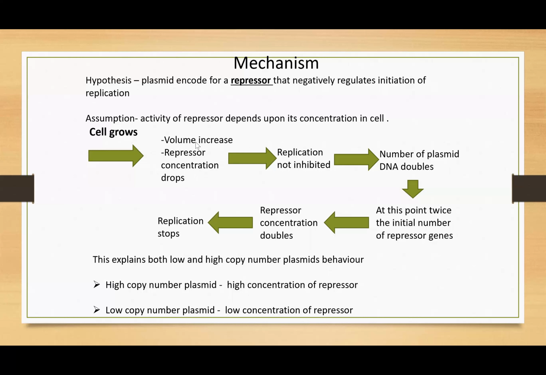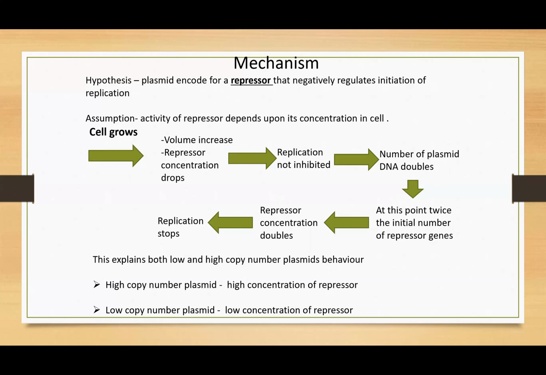And when the repressor concentration goes down, plasmid replication is not inhibited, and the number of plasmid DNA doubles. Means after plasmid replication, one plasmid becomes two plasmids. Now, when the two plasmids are generated, there are two copies of the repressor gene, which is making the repressor. So the concentration in the cell again increases and doubles up. And then the replication stops.